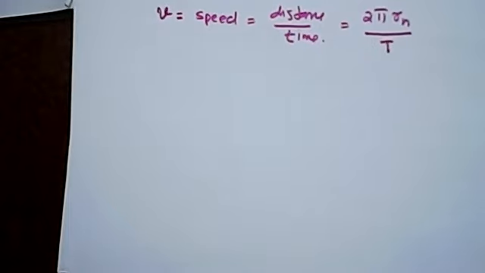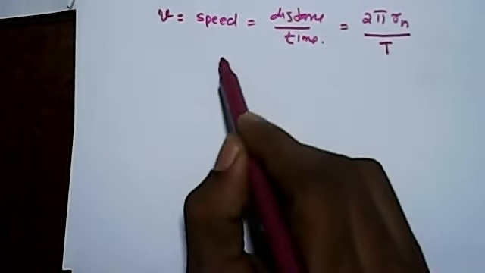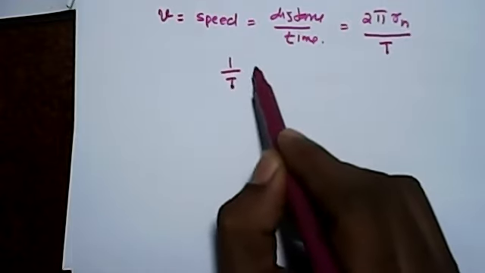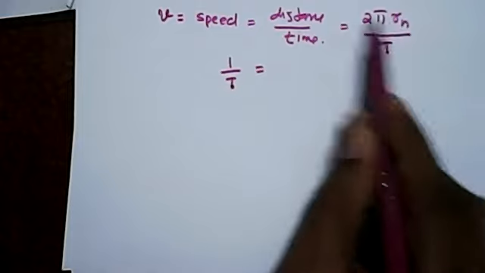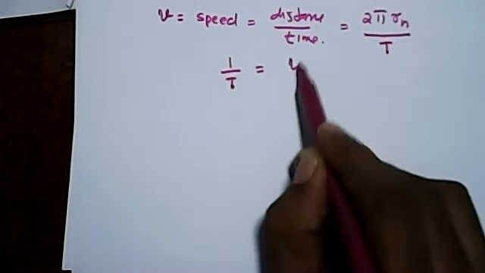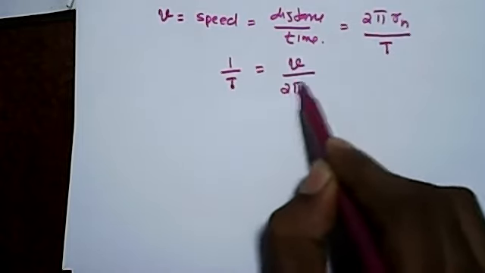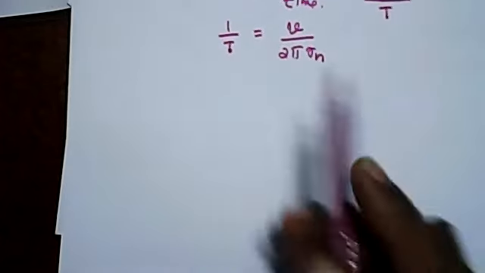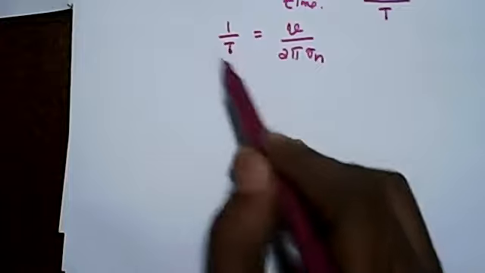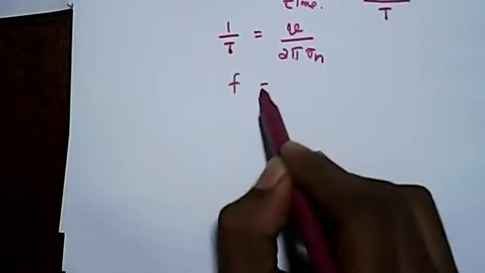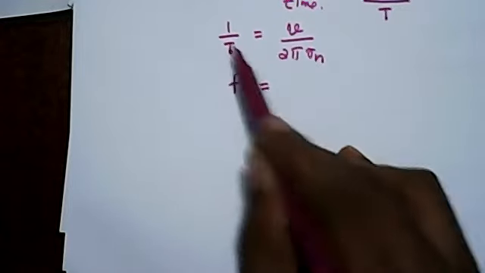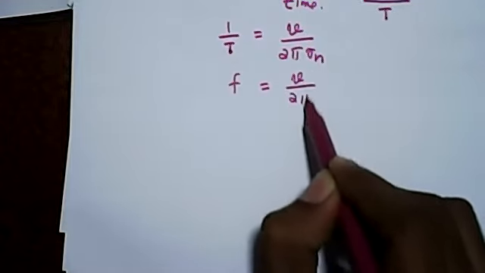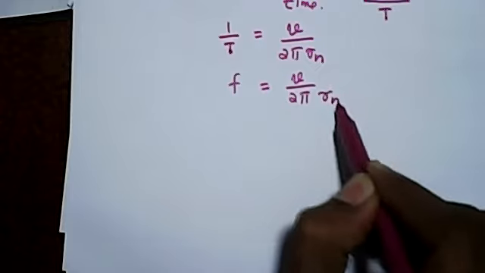Now from this, what is 1 by T? Let this go to the other side, so v divided by 2 pi Rn. And what is this 1 by T? 1 by T is f, the frequency. 1 by period is frequency. So f equal to v by 2 pi Rn.